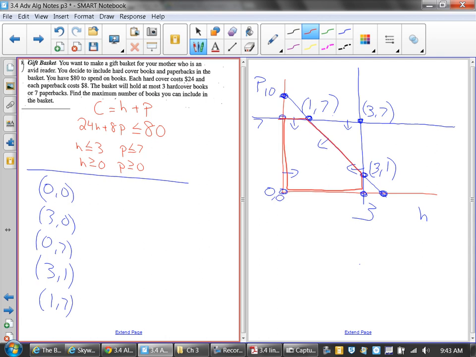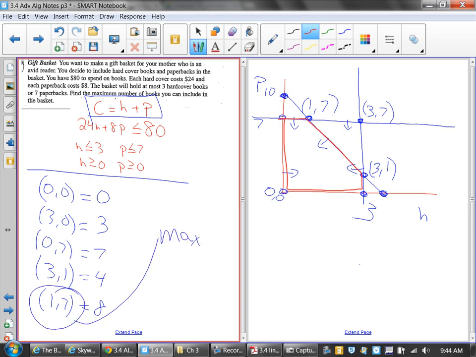So what do I do with those 5 sets of ordered pairs? You add it into the C equals R. Yeah, I check them into my objective function. 0 plus 0 gives me 0. 3 plus 0 gives me... Where am I going to get the biggest bang for my buck, if you will? 1, 7. 1 hardcover, 7 paperback. And there's your max. That's how it works.